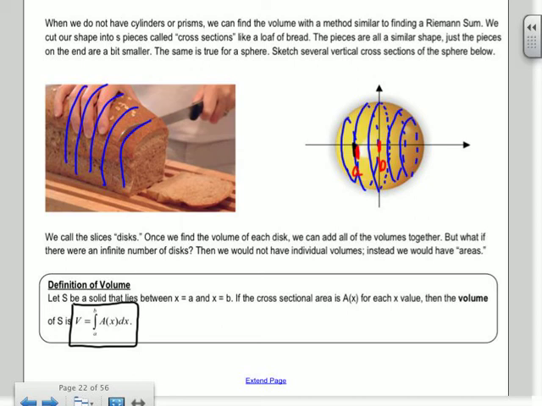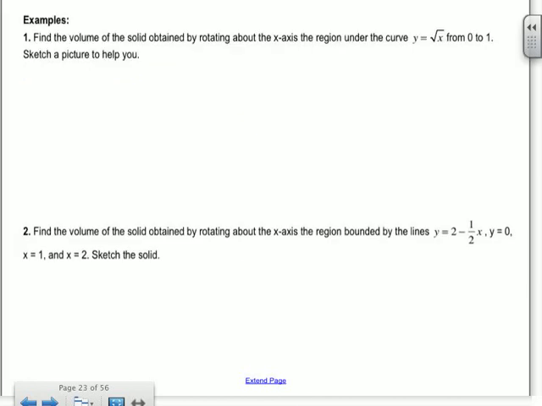If the cross-sectional area is A of x, so it's always like a circle, and that area depends on where you're located. Like, it depends on what x value you're at, you know what I'm saying? Because the radius is changing. Do you guys see that? It's still the same shape, but the radius might get bigger. Then the volume is this. Okay, so let's try. Number 1 says, find the volume of the solid obtained by rotating about the x-axis the region under the curve y equals the square root of x. Sketch a picture to help you. So we're going from 0 to 1.